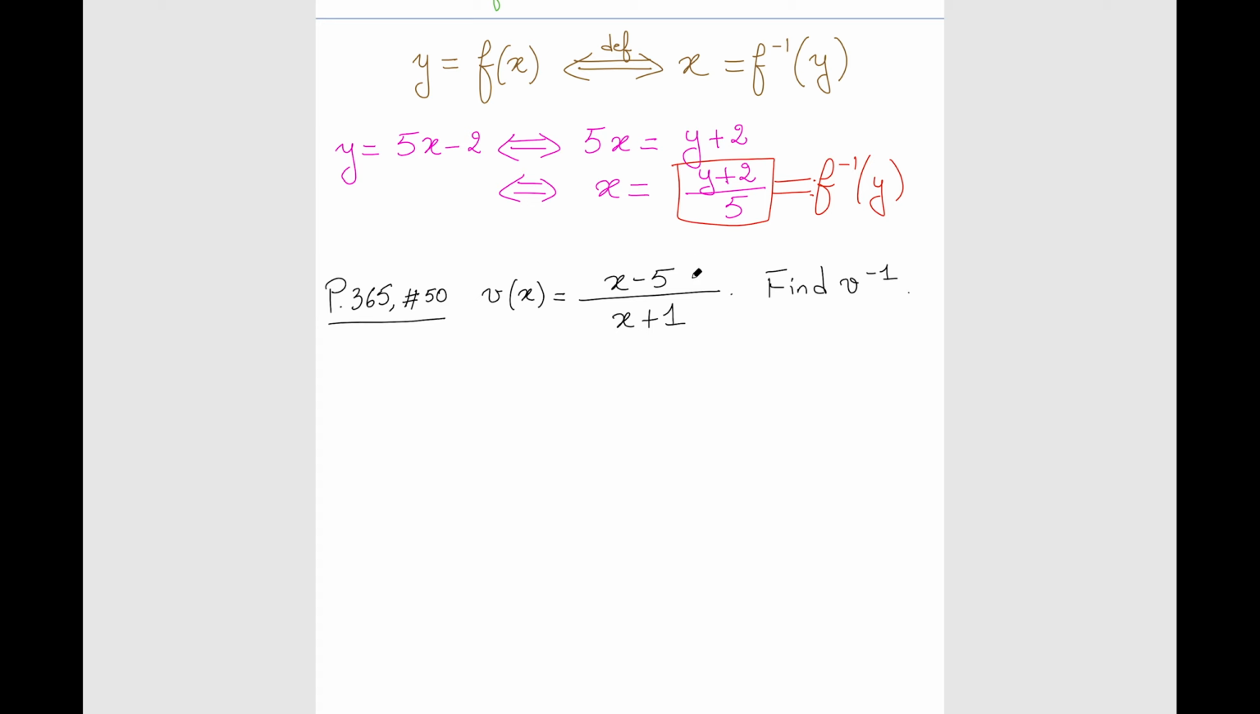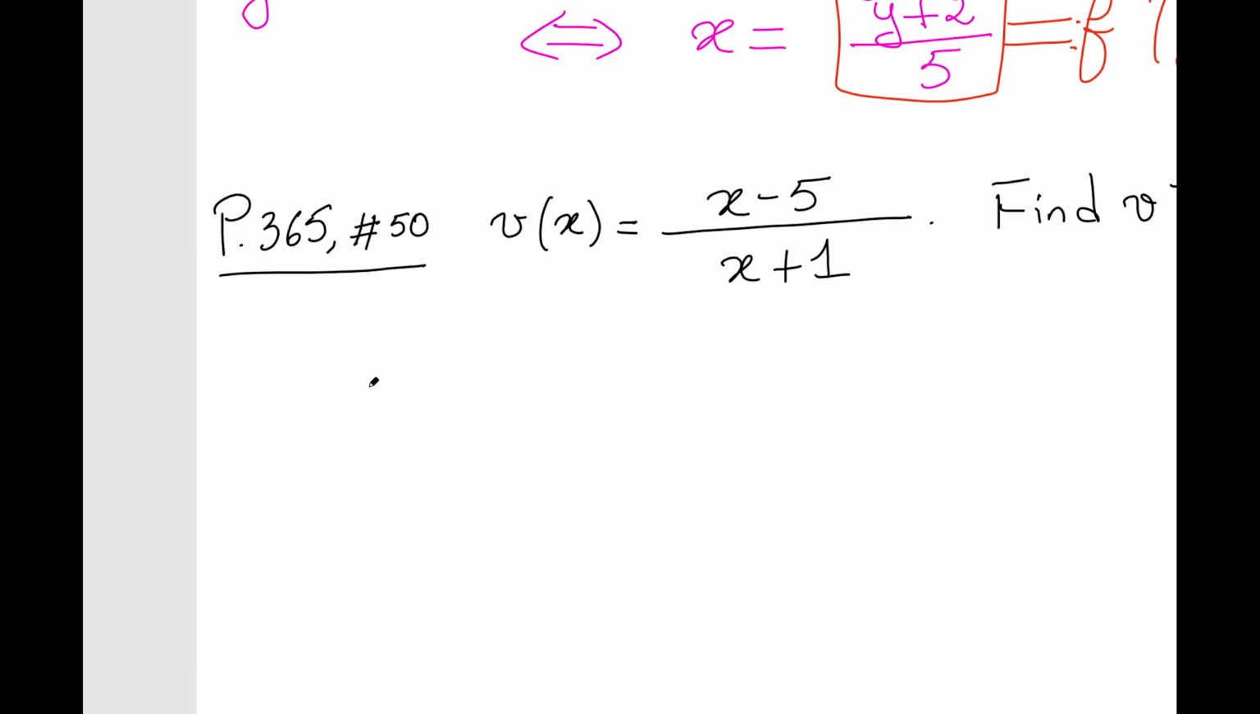This is guaranteed to happen, because the function is 1-to-1, and they told us in the problem. So I'm going to be able to solve for x. The question is, what do I get on the right side? Whatever I get, that's the v inverse that I want. Okay, so let's start.